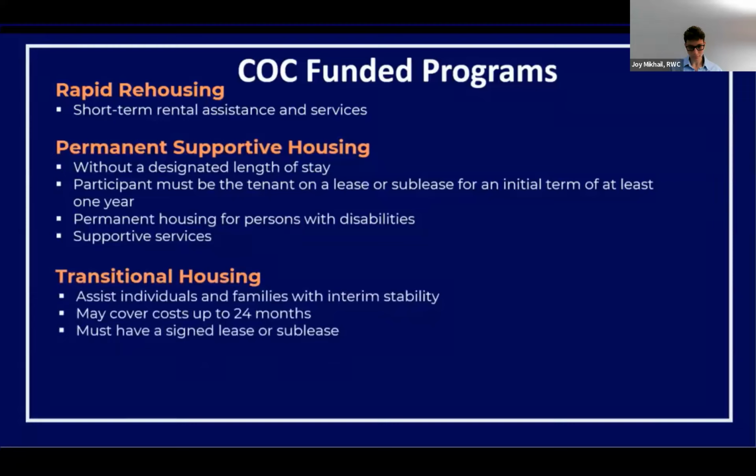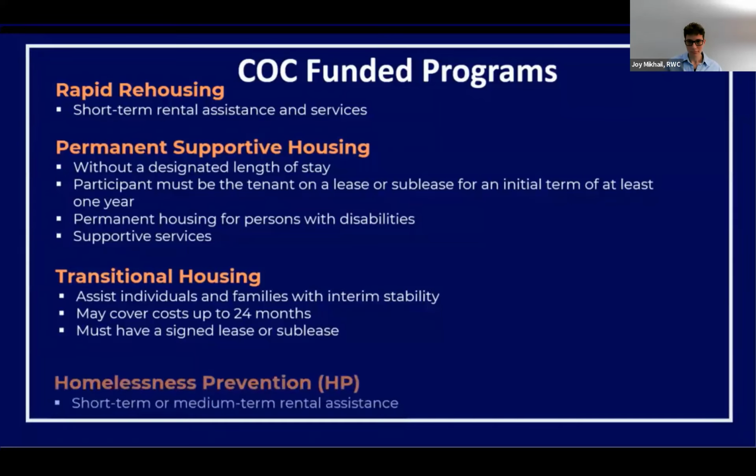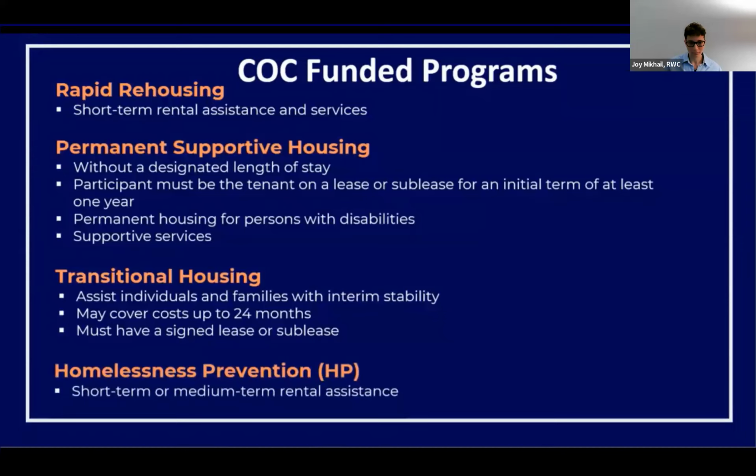Another program that non-citizens could possibly qualify for is transitional housing. Transitional housing provides temporary housing with supportive services to individuals and families experiencing homelessness, with the goal of interim stability and support to successfully move them into and maintain permanent housing. Transitional housing projects can cover housing costs and accompanying support services for program participants for up to 24 months, depending on funding.